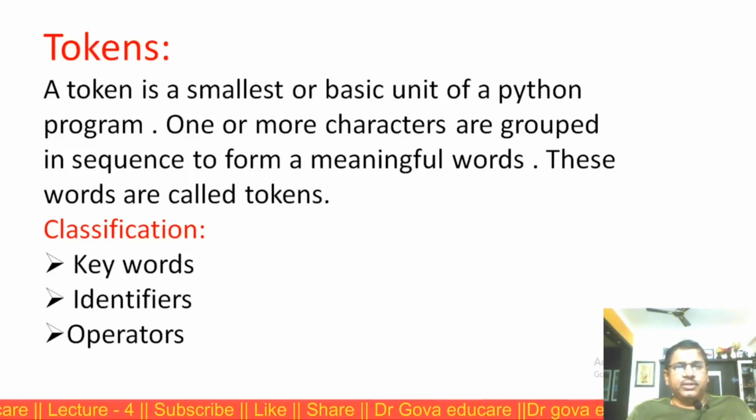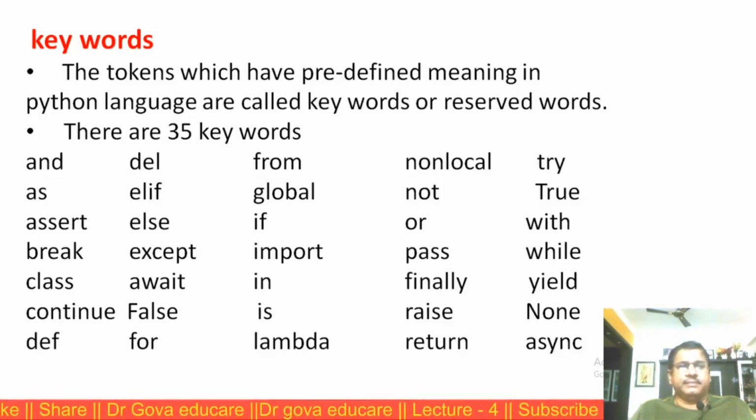Tokens. A token is the smallest or basic unit of a Python program. One or more characters are grouped in sequence to form meaningful words. These words are called tokens. Now these are the classification of tokens: keywords, identifiers, operators.